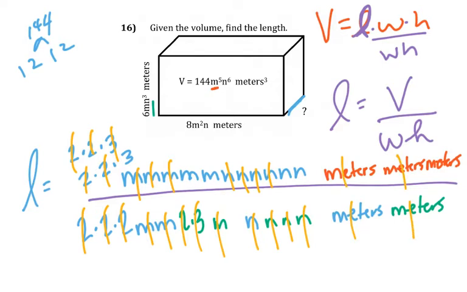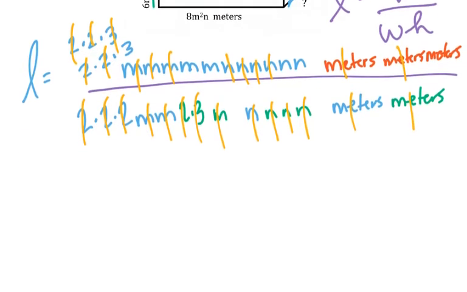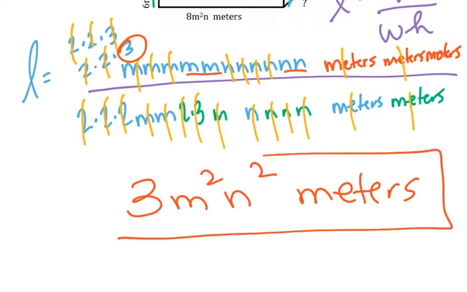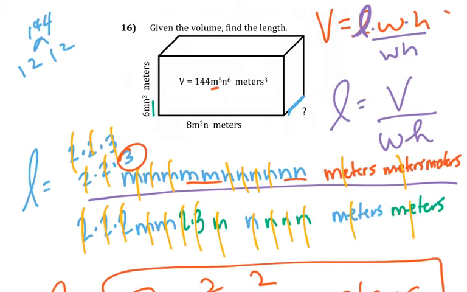Okay, so what do I have left? What I have left is 3 m to the 2nd, n to the 2nd, meters, and everything is gone on the bottom, and so that is the length of that prism. And so that's how you would do that. So this skill that we learned earlier this year about solving literal equations is really very helpful when you're doing something like this.